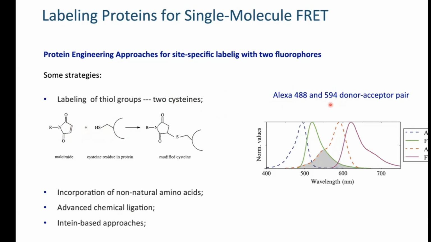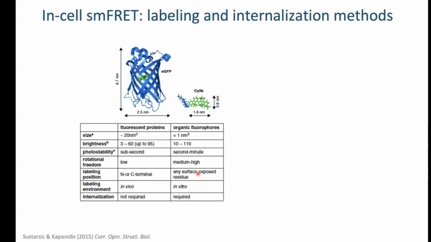There are other strategies, as for example, incorporation of a non-natural amino acid, and then labeling with click chemistry. Others use a more advanced approach such as chemical ligation. So again, it's really important that the fluorophores you choose are small, with high brightness and photostability. Of course, you cannot use fluorescent proteins, because you always have to keep in mind that FRET depends on the distance between the two fluorophores. It should be as small as possible.